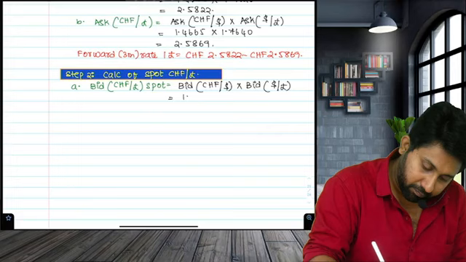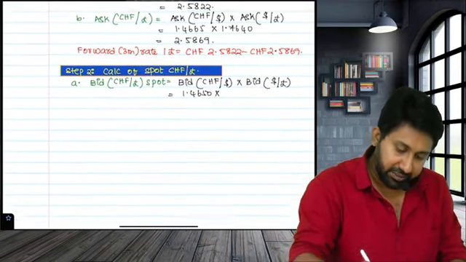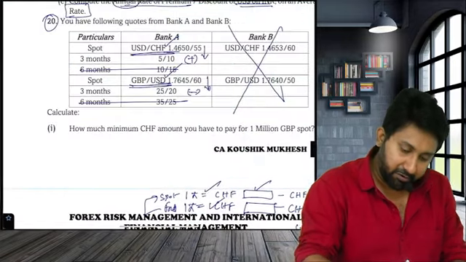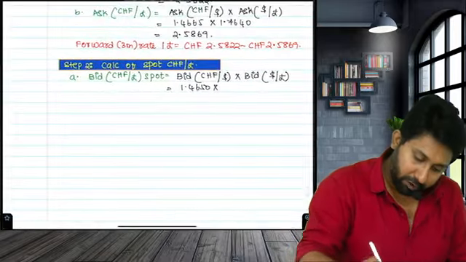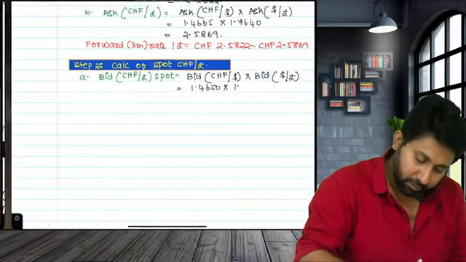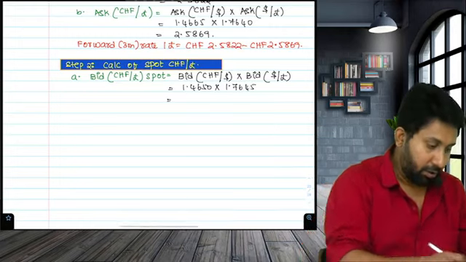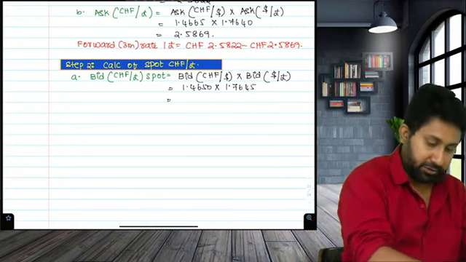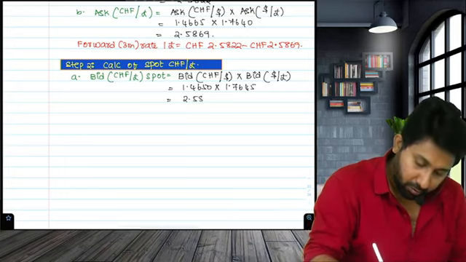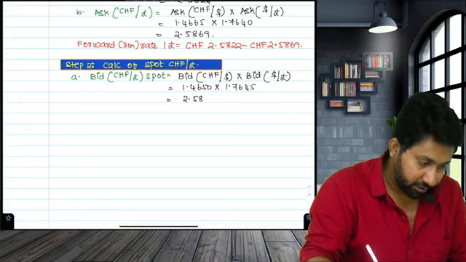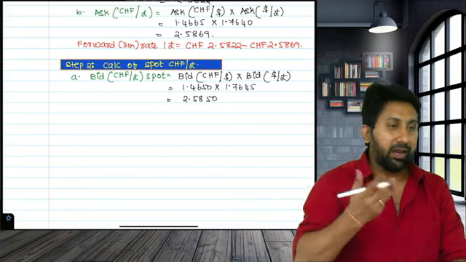1.4650 into bid of dollar by pound, 1.7645. 1.4650 into 1.7645 is 2.5850, actually 2.58499, take it as 2.5850.